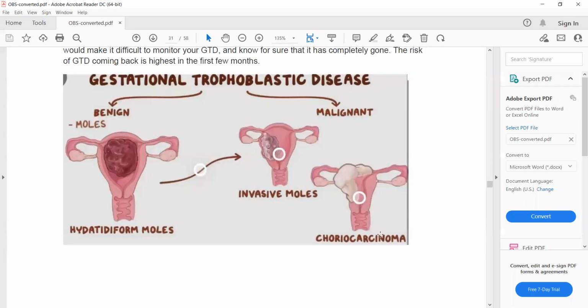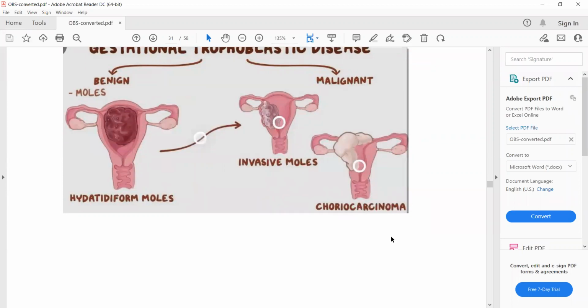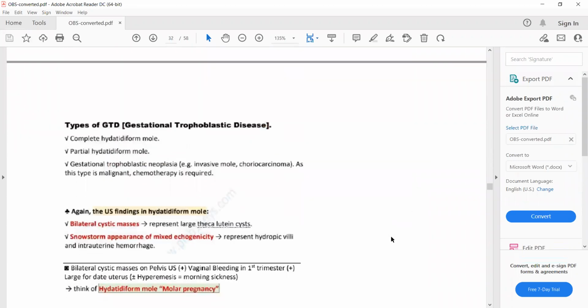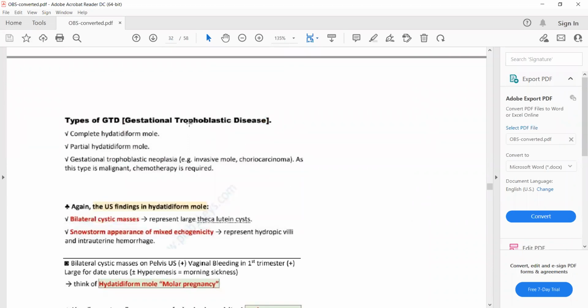So in total, there are four forms of gestational trophoblastic disease: complete mole, partial mole, invasive mole, and choriocarcinoma. Remember these four types. Gestational trophoblastic disease can be complete hydatidiform mole, partial hydatidiform mole, or gestational trophoblastic neoplasia such as invasive mole or choriocarcinoma. Because both of these types are malignant, along with surgical management, chemotherapy is also required.